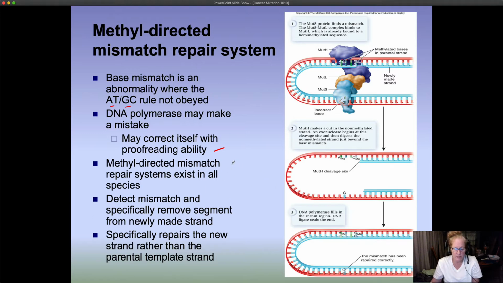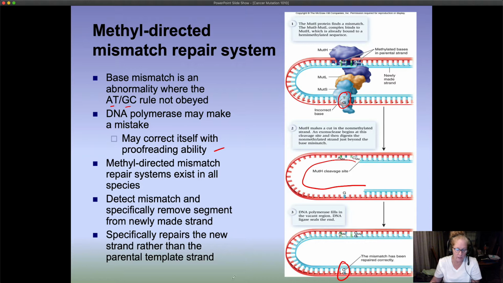Methyl-directed mismatch repair is found in all species, both prokaryotic and eukaryotic. It detects the mismatch and will remove a segment. You can see here in step 2, we had this repair going on, and we have an incorrect base, I think right here. Here we have the incorrect base pairing, and so all of this section here gets removed. And then DNA polymerase will come back and fill in that region, and now we have the correct base pairing.